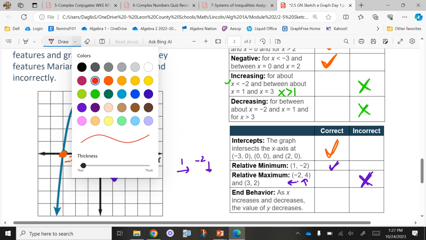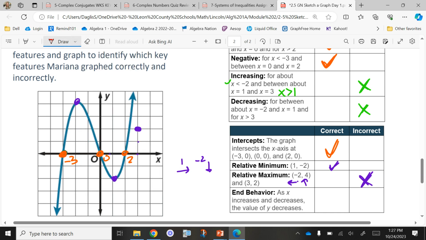My next piece, we have end behavior. As x increases and decreases, the value of y decreases. So it's saying as my x's get bigger and as my x's get smaller, both of my sides are going down. Is that happening on my graph? No, that is wrong. The left side is going down, but the right side is going up, right? So that was the part that was wrong. As x increases, y actually also increases.